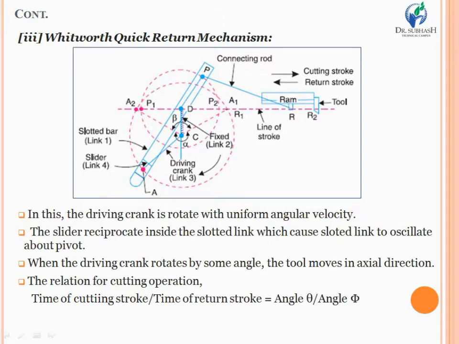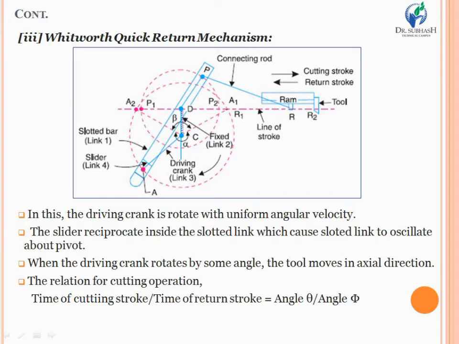In this mechanism, generally the driving link is always rotated with angular velocity, and it is connected with the slider directly. So whenever the crank is rotating with uniform angular velocity, the slider will reciprocate inside the slotted link, which causes the slotted link to oscillate about the pivot. So in that way we have the motion transmission. First of all, the link will rotate and the link is directly connected with the slider, so the slider actually reciprocates inside the slotted link.